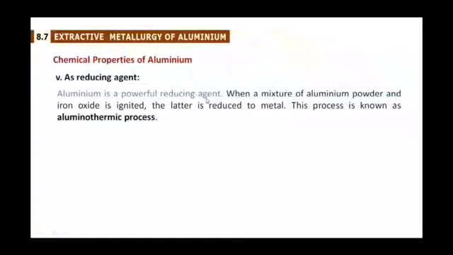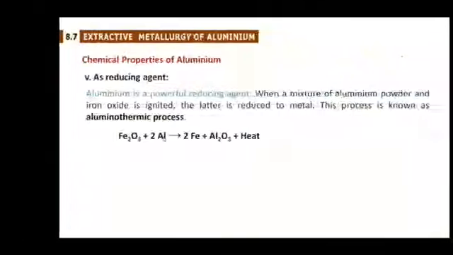For example, aluminium is taken in powdered form and burnt with iron oxide. So, on igniting, iron alone will be obtained. It's an exothermic process. And this process is known as the aluminothermic process. As we are using aluminium and heating, this process is named the aluminothermic process.